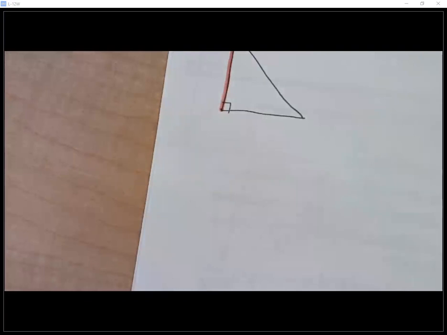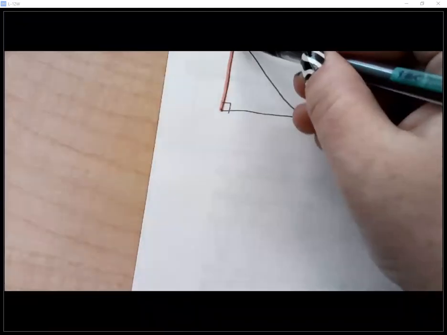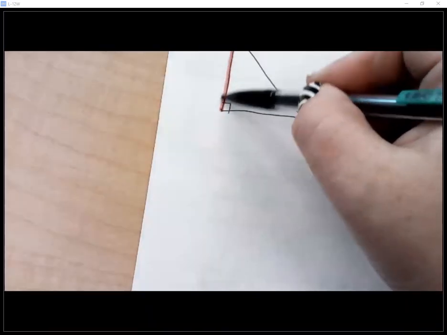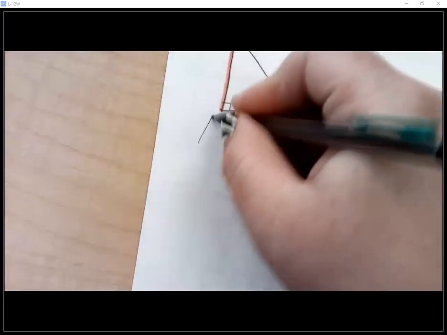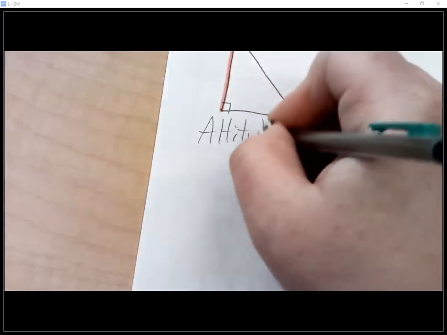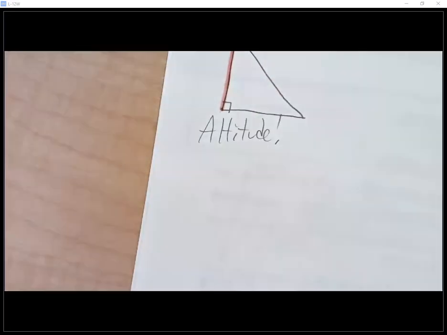It's possible that an altitude could actually be the same as the side of a triangle that happens to be a right triangle. Think about it. The definition said it has to start at a vertex and then drop perpendicularly to the other side. It does that. Wow. Okay, cool.